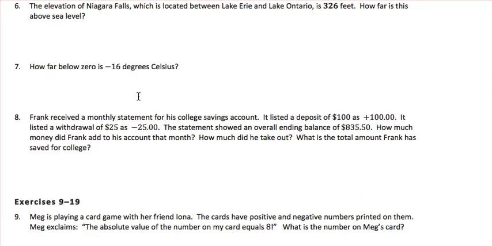Question 6. The elevation of Niagara Falls, which is located between Lake Erie and Lake Ontario, is 326 feet. How far is this above sea level? And so we can say Niagara Falls is 326 feet above sea level. And in the same pattern, question number 7, how far below zero is -16 degrees Celsius? And we would say it is 16 degrees below zero.